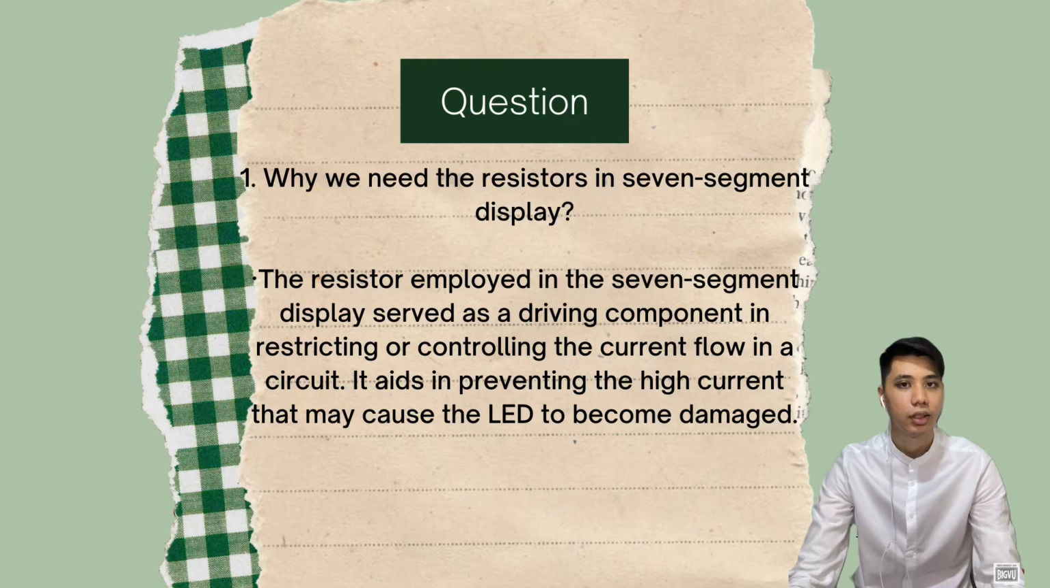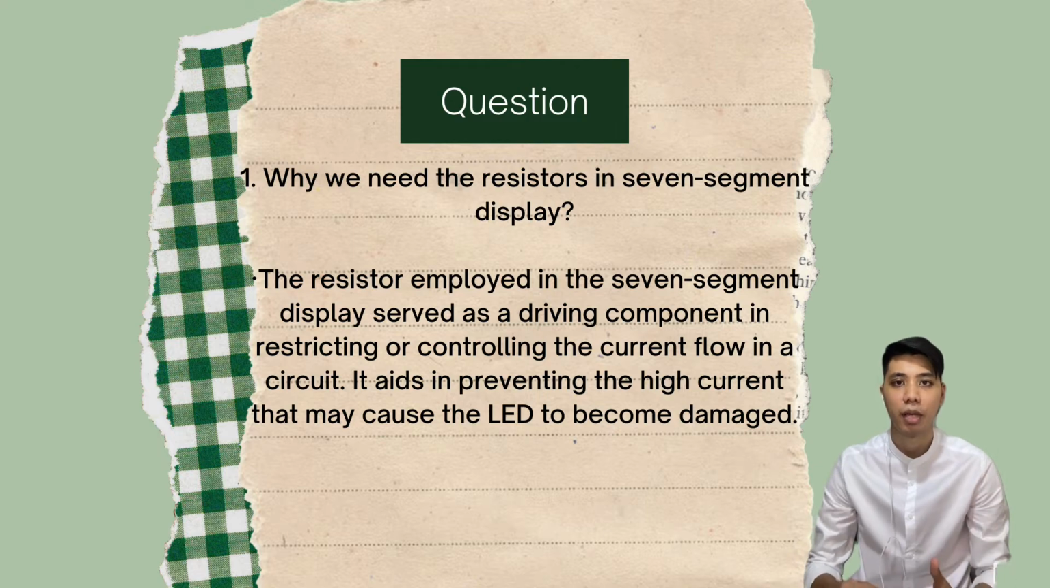Next is questions. First question is why we need the resistor in 7 segment display. The answer is the resistor employed in the 7 segment display serves as a driving component in restricting or controlling the current flow in a circuit. It aids in preventing the high current that may lead to damage.